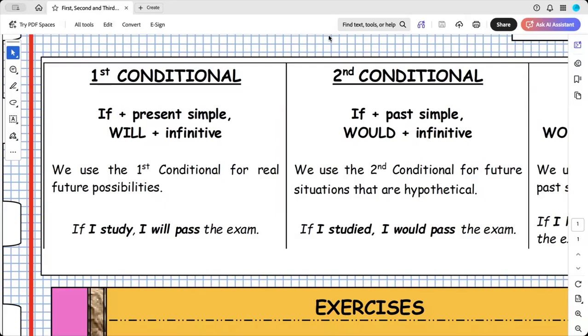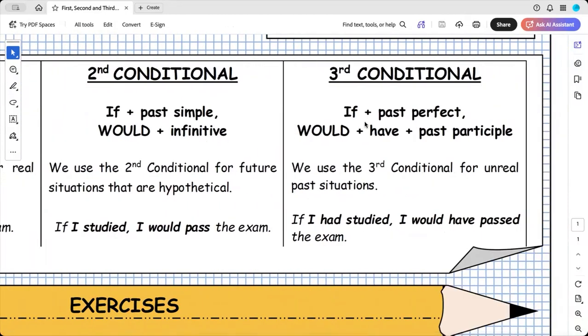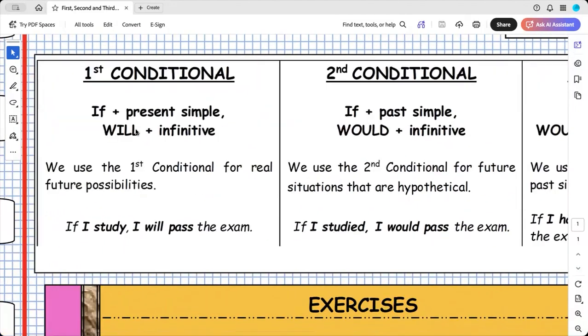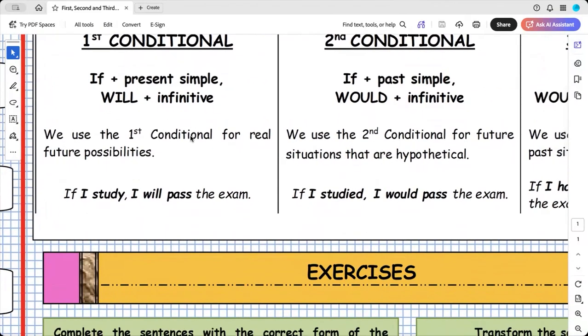Okay, so we're going to have a look at first, second, and third conditional. So let's get into this. The first conditional here. If you look at the formula, they've all got if. First conditional: if plus present simple, will plus infinitive. If you always look at the formula here, we use the first conditional for real future possibilities.